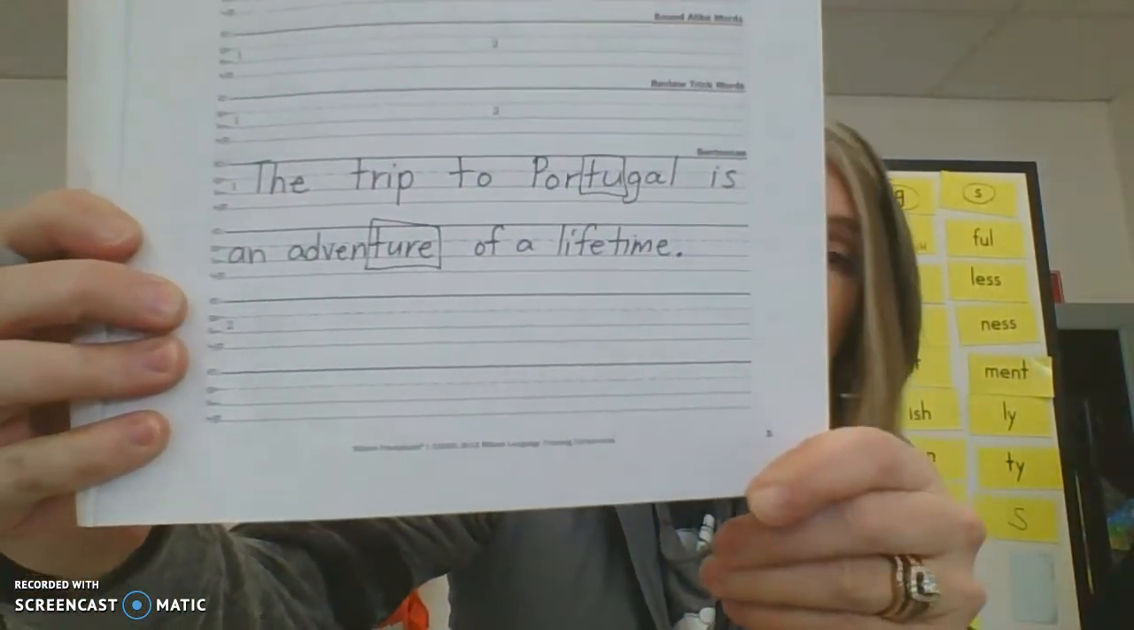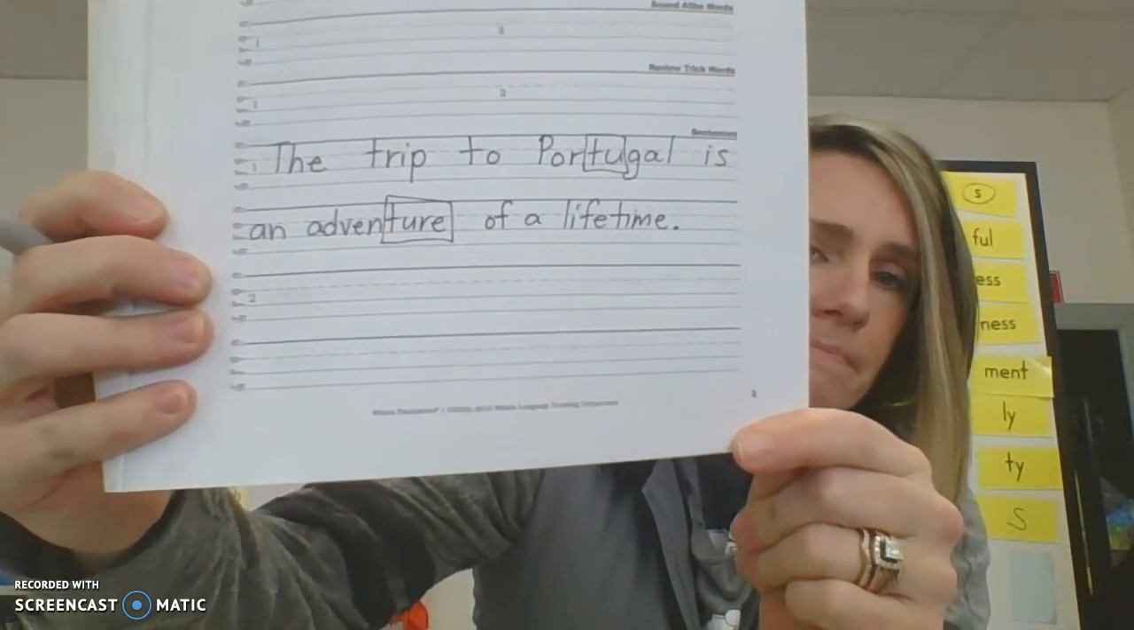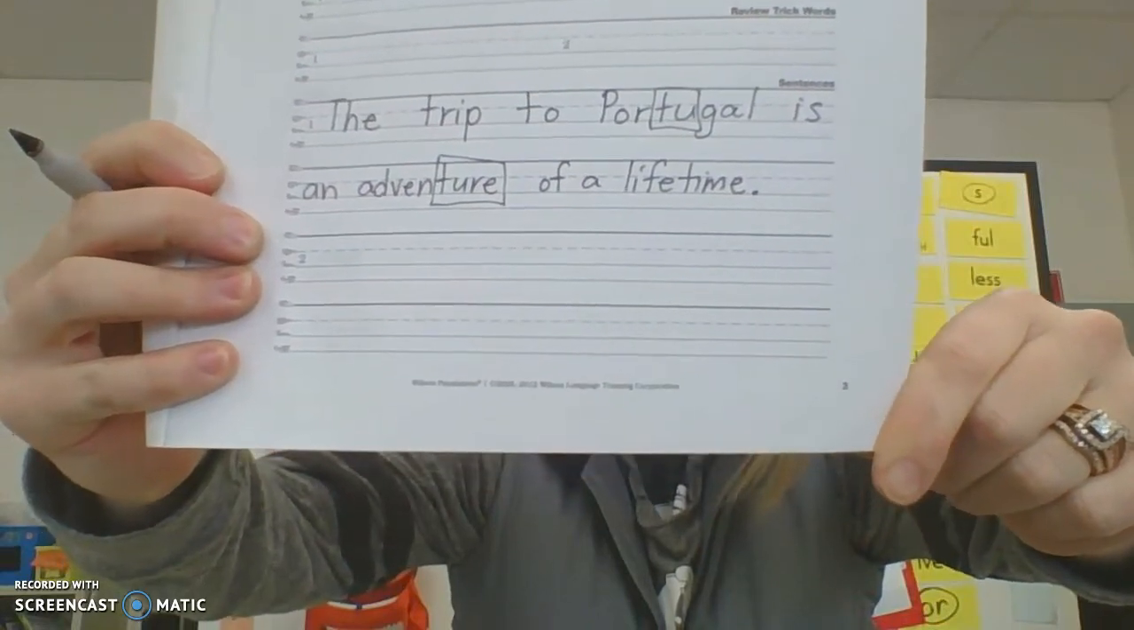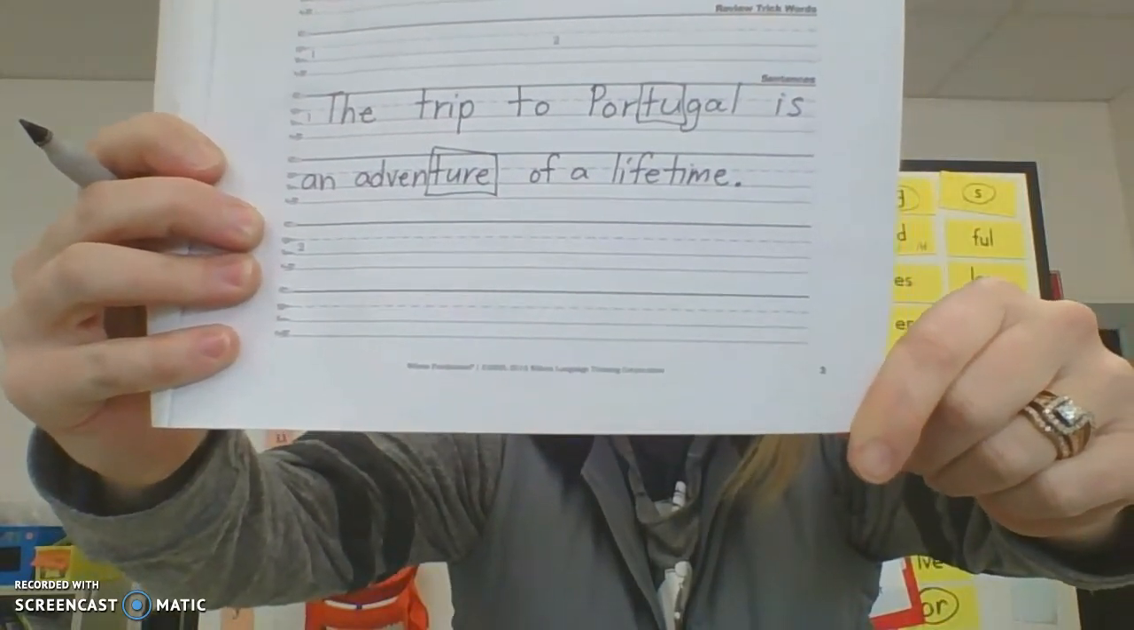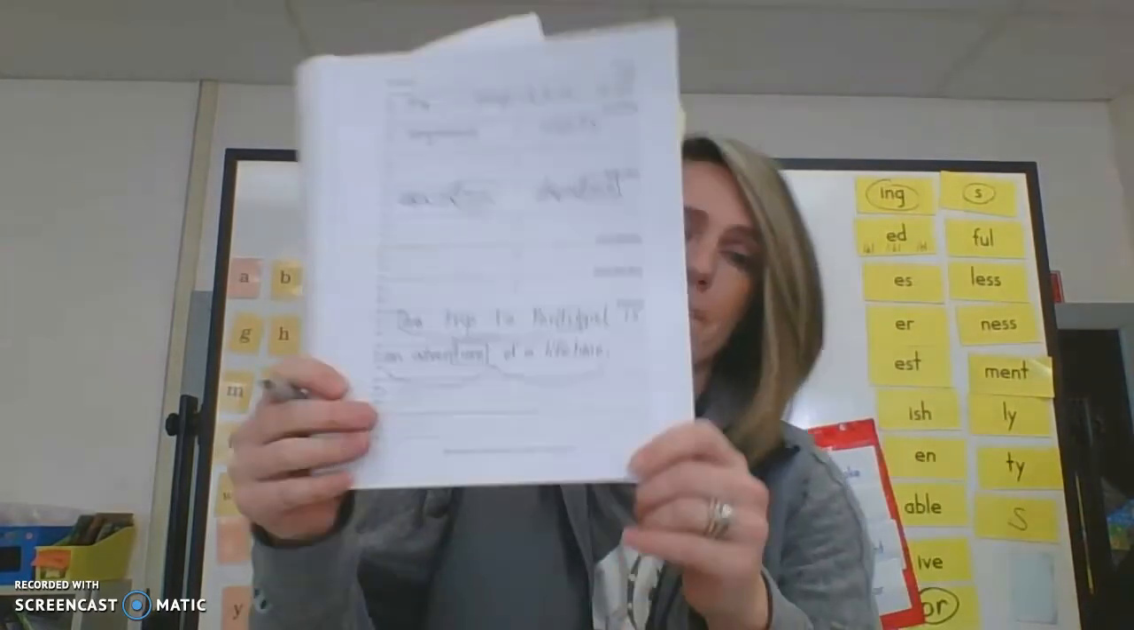All right, if you've done that, I'm going to hold mine up and I want you to check all the spelling. The trip to Portugal is an adventure of a lifetime. Pause right here and fix up any mistakes. That's how we learn and grow. Okay, now scoop it and read it smoothly. The trip to Portugal is an adventure of a lifetime. You should not have more than 3 scoops, either 2 or 3.